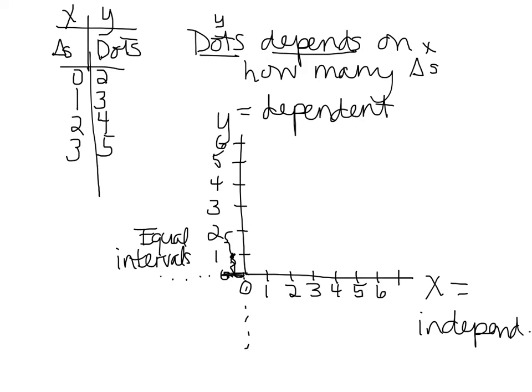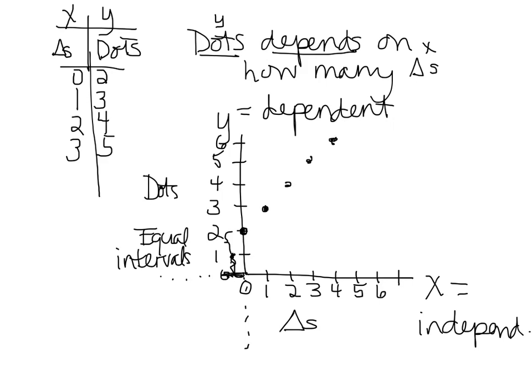And what we can do is plot these points. This is the number of triangles, and this is the number of dots. So when I had 0 triangles, even though this is abstract, I didn't really have 0 triangles with 2, but I could see the pattern was that. If I had 1 triangle, there were 3 dots. If I have 2 triangles, there are 4 dots. 3 triangles is 5, 4 is 6, and so on and so forth.